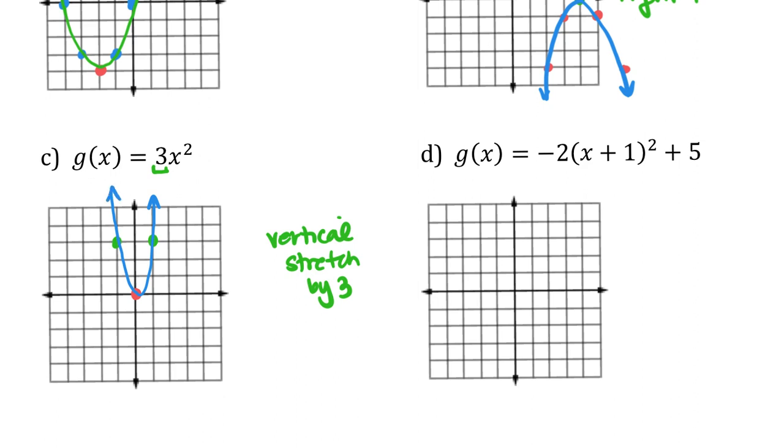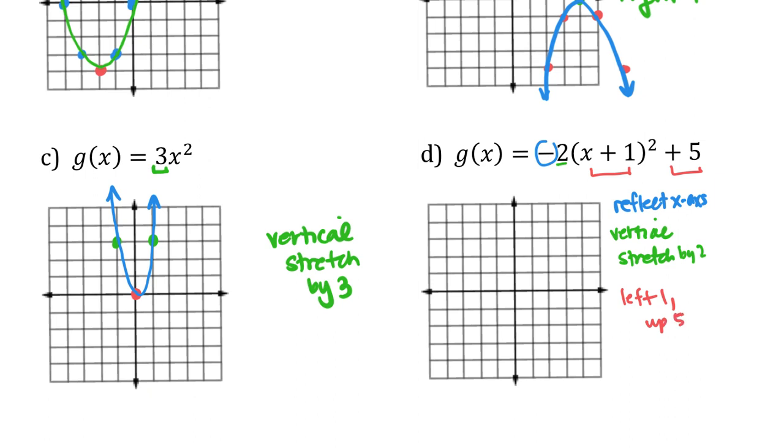Okay, one more. Okay, we have a lot going on here. Let's see, there's a negative. So reflect over the x-axis. Also a 2, so this is a vertical stretch by 2. And then we have x plus 1, so it's going left 1, and it's going up 5. So let's move our vertex first. It goes left 1, up 5, so it's way up here. It reflects over the x-axis, so it's opening down and it's stretching by 2.